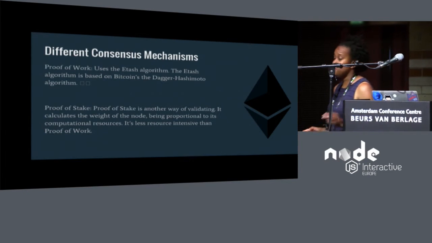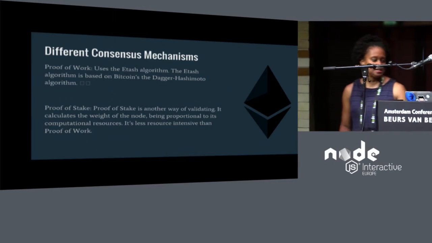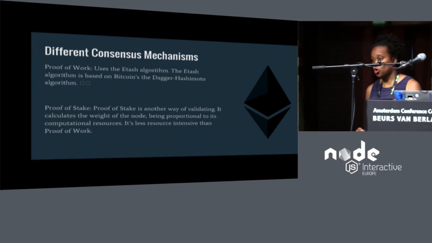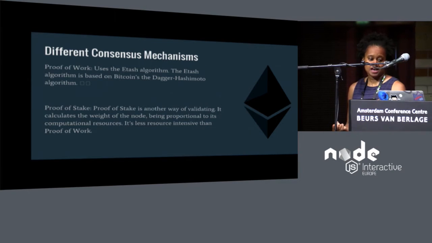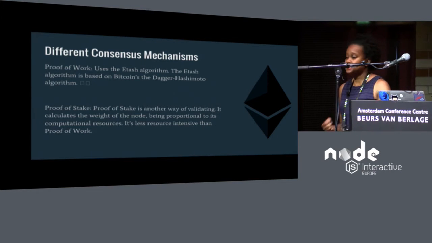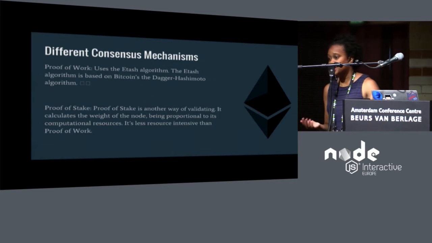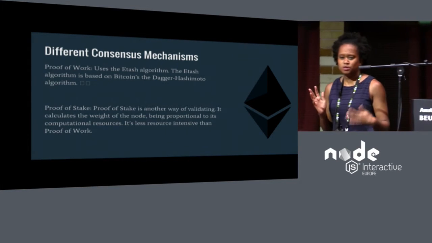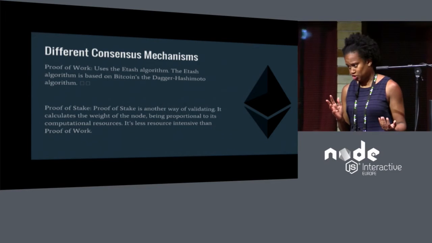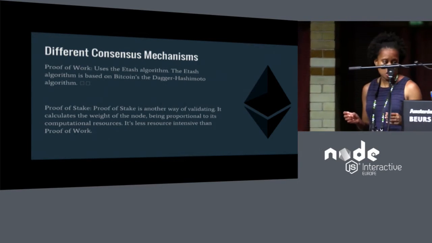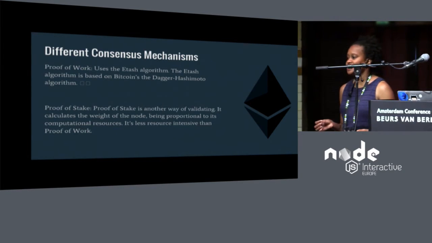There are two main consensus mechanisms. The first is proof of work. The proof of work uses the Ethash algorithm, and that is based on Bitcoin's Dagger-Hashimoto algorithm. And instead of using Merkle trees, it uses Patricia trees, which is very similar to Merkle. And there's proof of stake.